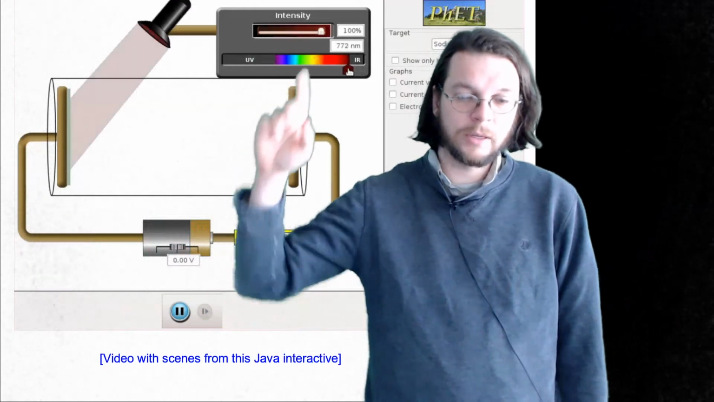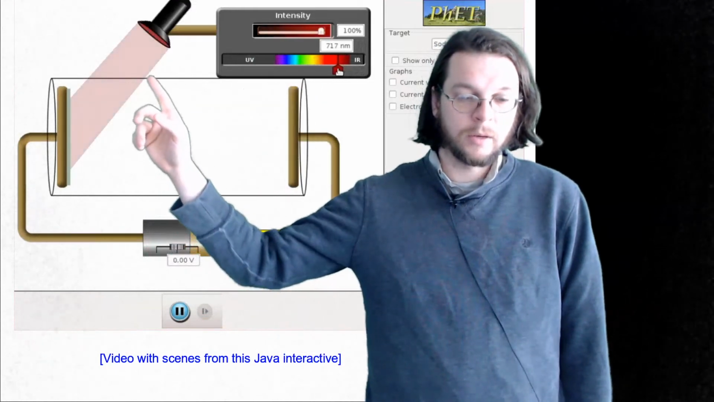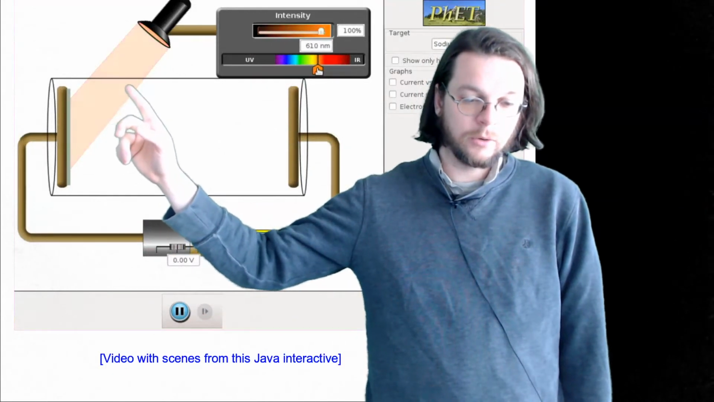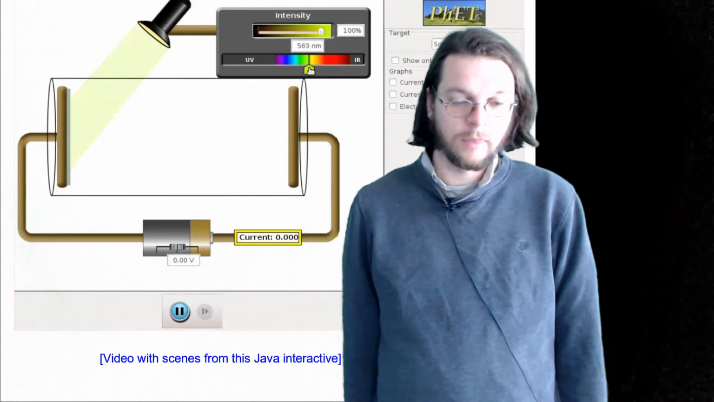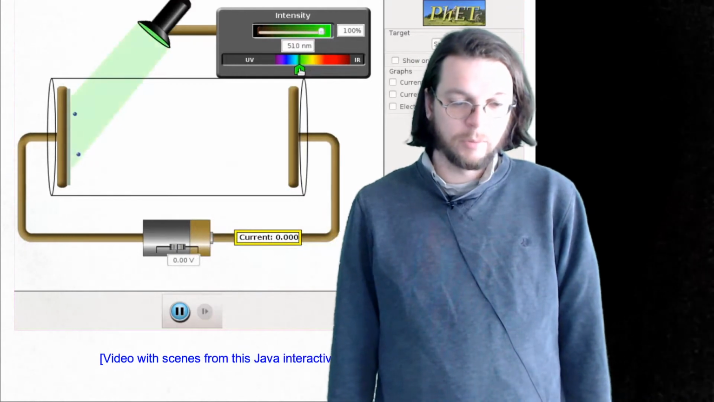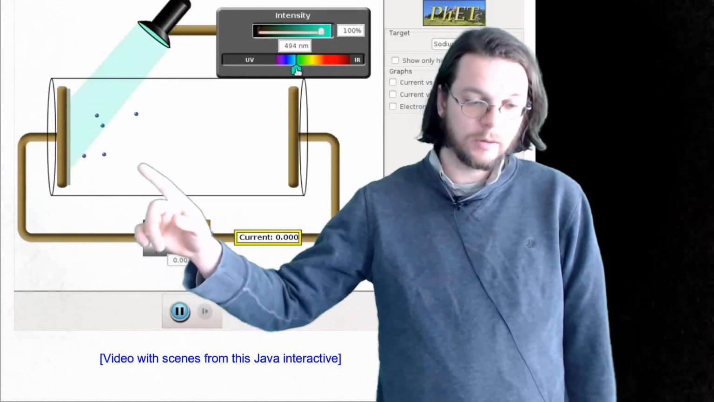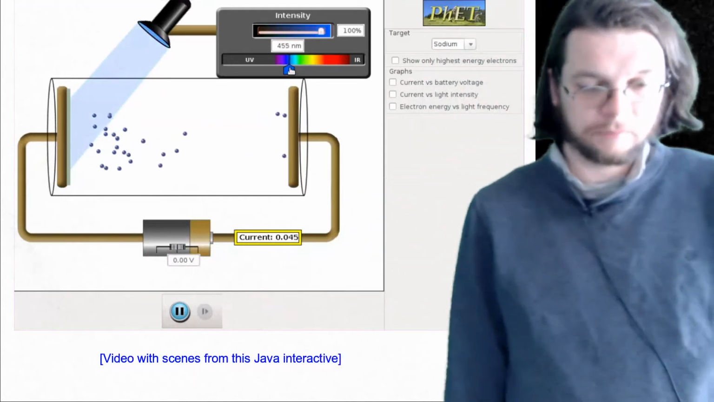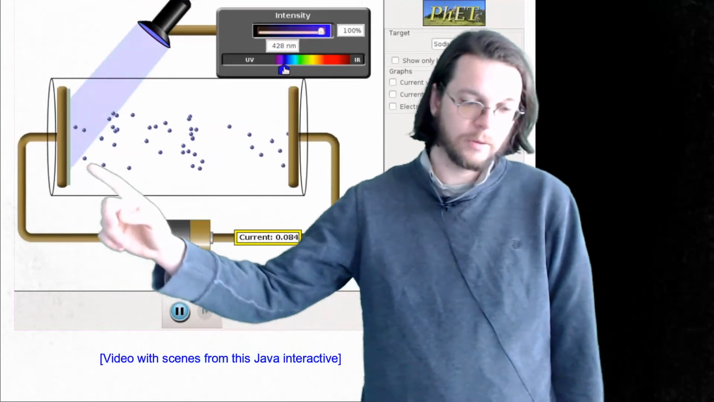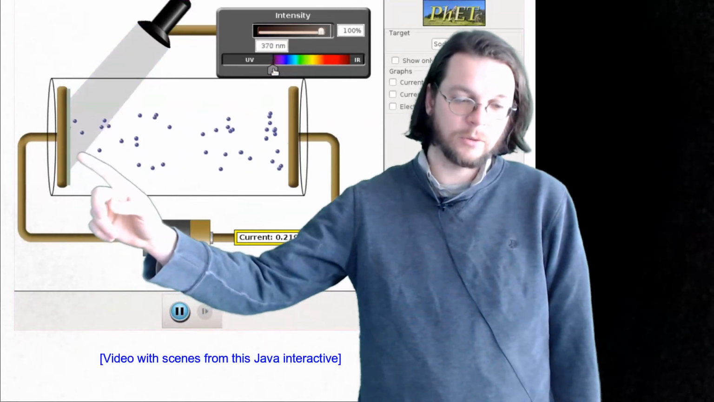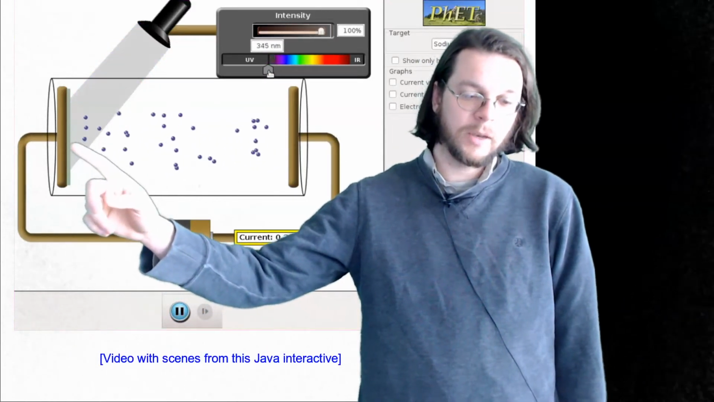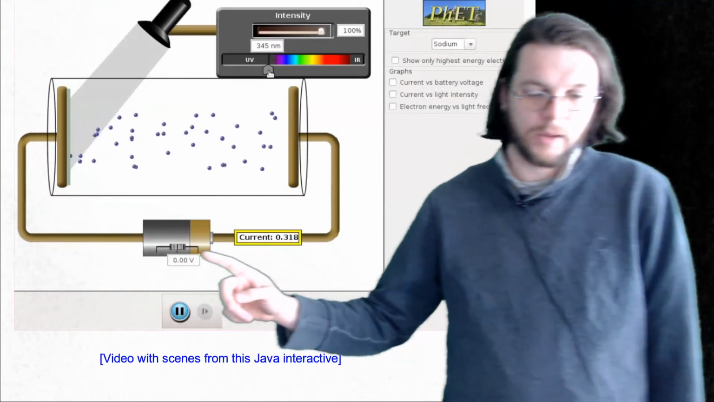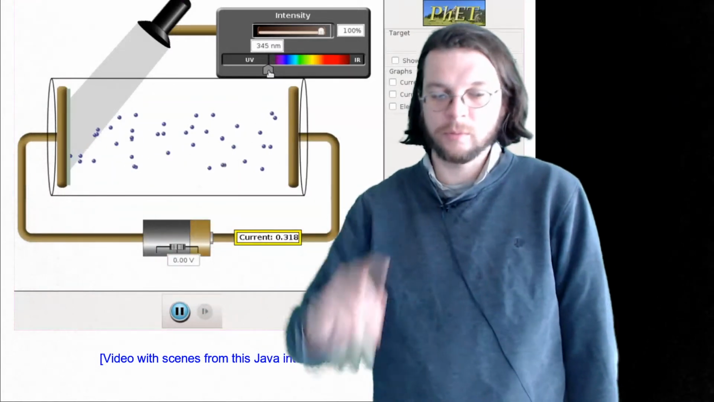I turned up the intensity, and now I'm shortening the wavelength from red to yellow to green to blue, and eventually I start to get to colors that will allow electrons to be liberated from this end, and then because these two ends are at some voltage because of the battery, the electrons start to move across.